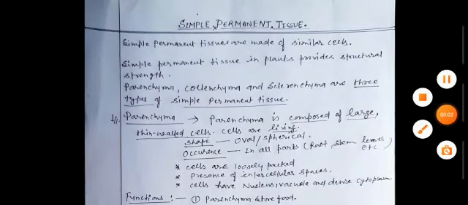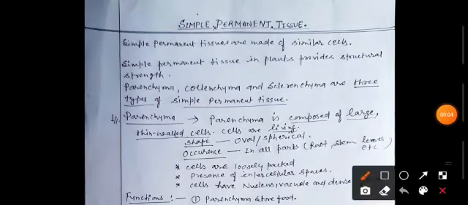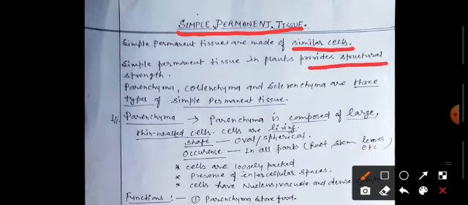Class 9th. It is a video from the chapter Tissue. Topic is simple permanent tissue. Simple permanent tissue is the type of permanent tissue which includes parenchyma, collenchyma and sclerenchyma. Simple permanent tissue is formed of similar cells. These cells are also similar in function. The main function of this tissue is to provide structural strength.